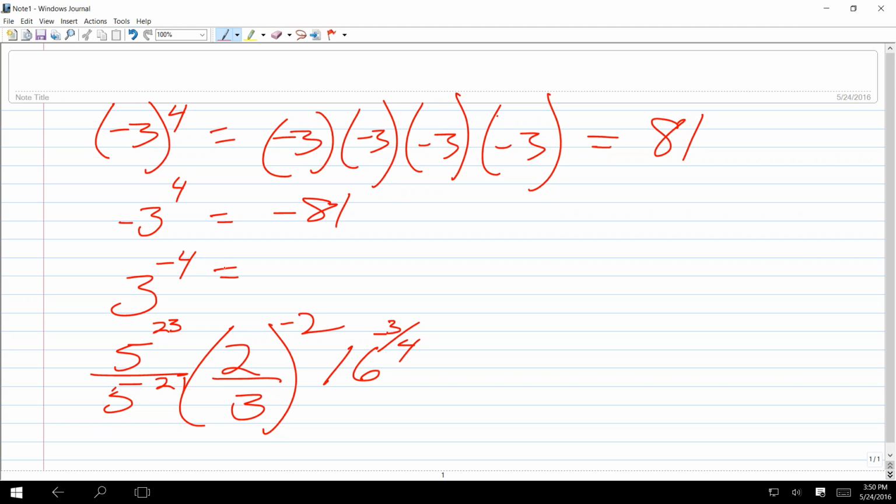In this one, the -4 is an exponent, and the thing about negative exponents is they never mean negative numbers. It's a fraction. It's always the reciprocal. So it's 1 over 3 to the positive 4, which is 1 over 81. And then 5 to the 2nd, which is 25.